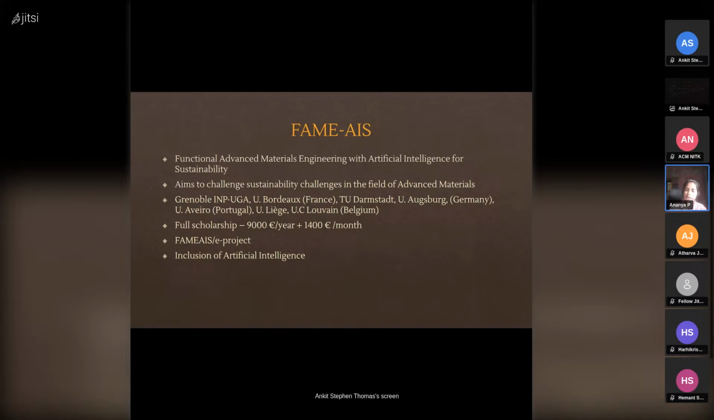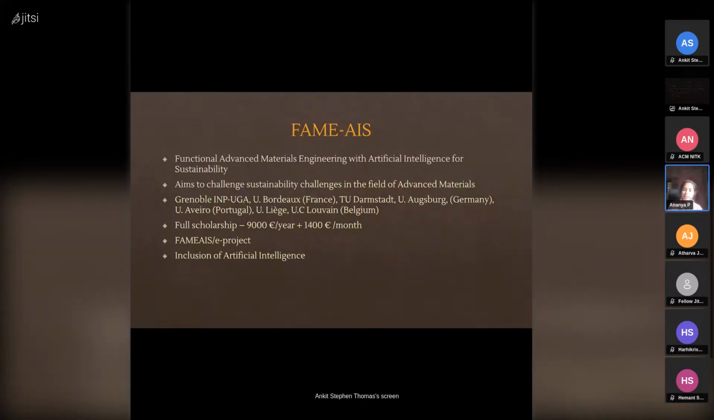So I'll just talk in brief about what my program is. It's known as FAME AIS, which stands for Functional Advanced Materials Engineering with Artificial Intelligence for Sustainability. The main aim of all these courses is to address sustainability challenges in the field of advanced materials, how materials can be used to optimize all our processes around us, how it can be used to bring out more sustainability, reduce wastage around us. So that's the gist of what the program is.